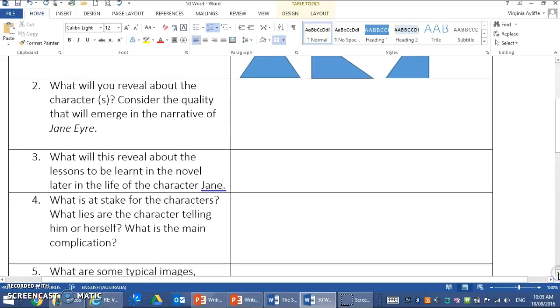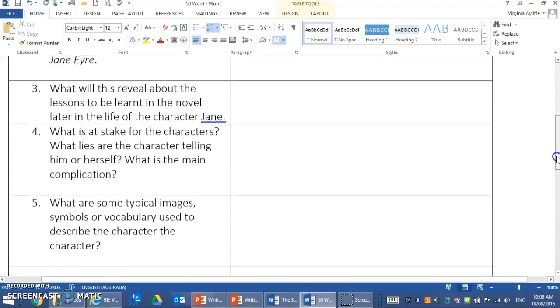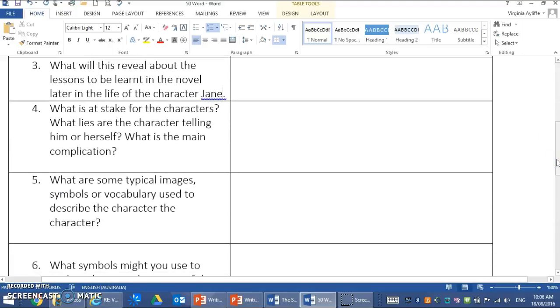So you need to think about, all right, I'm going to tell the story of X. What do I understand about X? How does Jane understand X? What lies or complications lie in the background of the story of X in order to help Jane later on in the novel? Look at the typical images that are associated with the characters you're going to tell the story around.